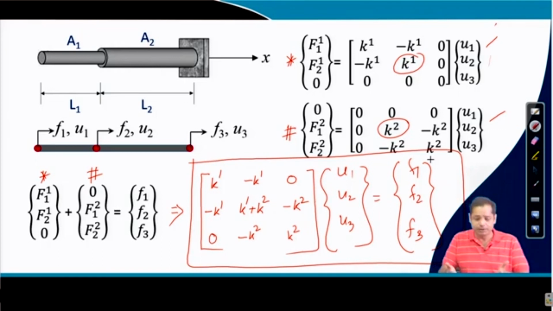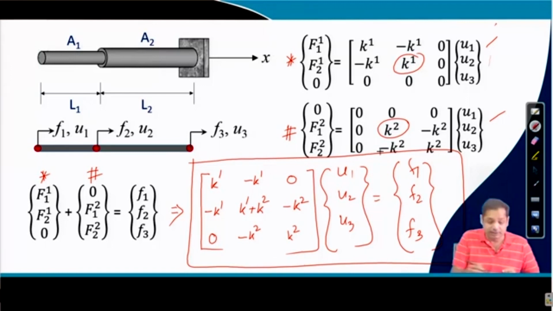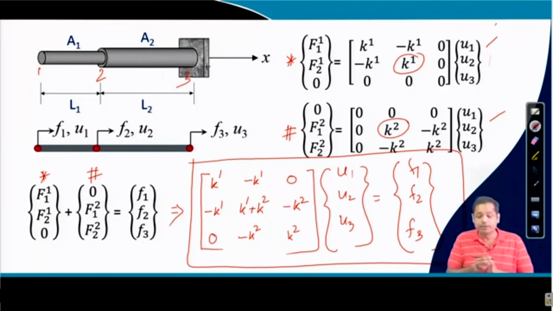Now what information do we have about the problem? What are the forces we have on the structure? What are the boundary conditions? The information on the boundary conditions means information on U1, U2, U3, or F1, F2, F3. For instance, in this example, we know that U3 will be equal to 0 because this is node number 1, this is node number 2, and this is node number 3. So U3 will be 0 because this is a fixed end. That is the boundary condition, called the essential boundary condition or Dirichlet boundary condition.